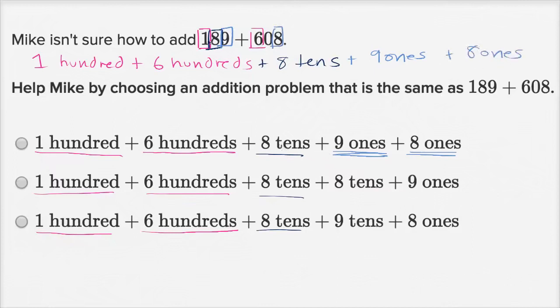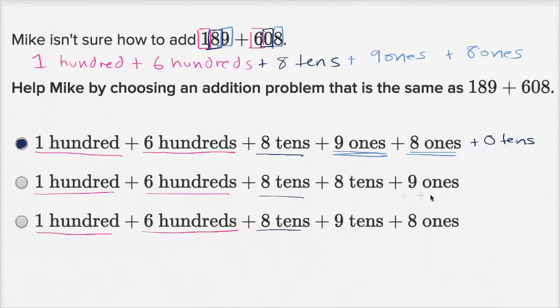Now you might be saying, hey, okay, we took into account all of these digits except for this 0 over here. How come there's a 0 here in the tens place? Well, that would just be 0 tens, which is just 0. So it's not going to change the value of this. So this first choice is indeed the same as the original addition problem.